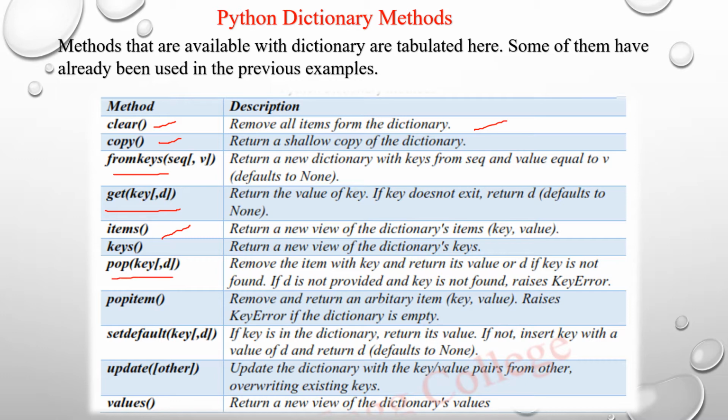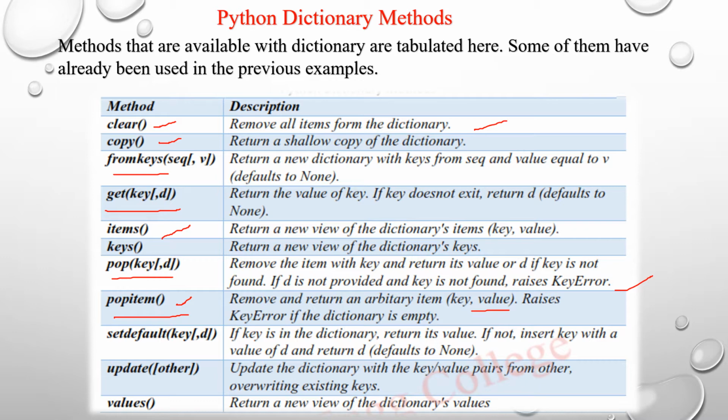Pop is another dictionary method. It removes the item with the key and returns its value, or d if the key is not found. If d is not provided and the key is not found, it raises a KeyError. Popitem is one of the dictionary methods. It removes and returns an arbitrary item, key comma value, and raises a KeyError if the dictionary is empty.